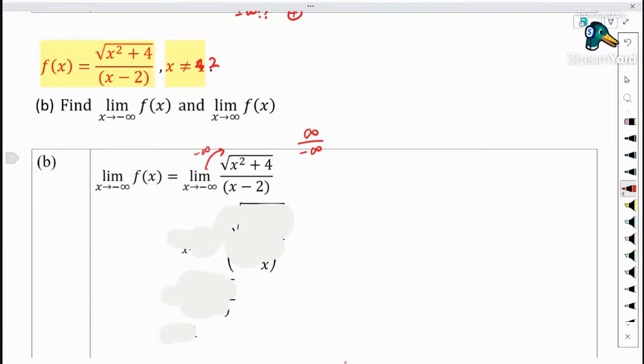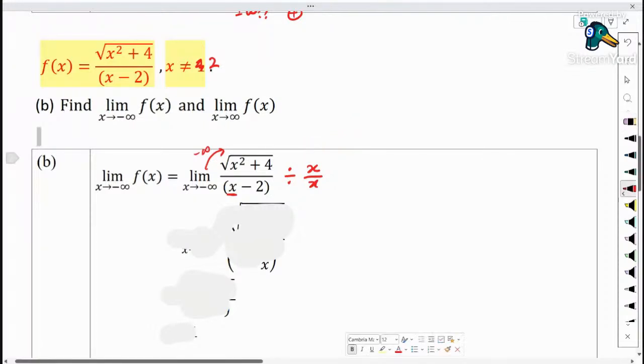Positive infinity on top, negative infinity below. So in this case, I need to divide by the highest power of the denominator on the top and bottom. And in here, the highest power of the denominator is x. So I suppose to divide x on top and x below. Okay, continue. Watch out.